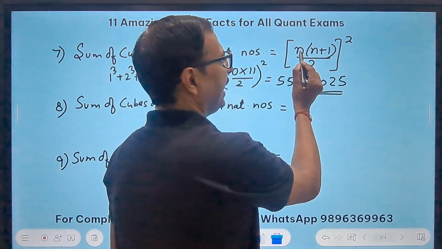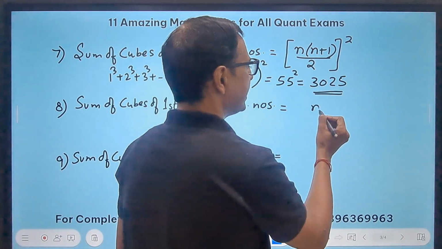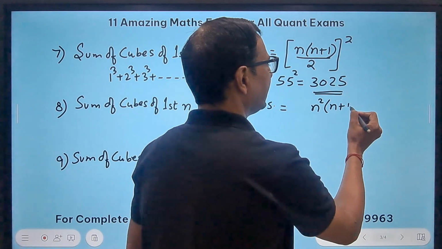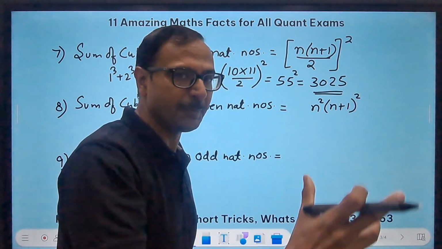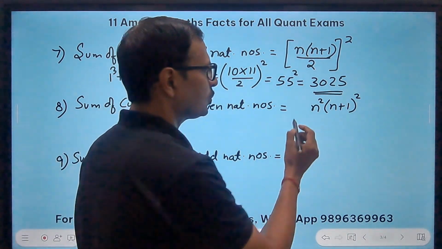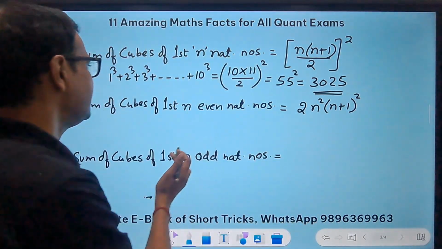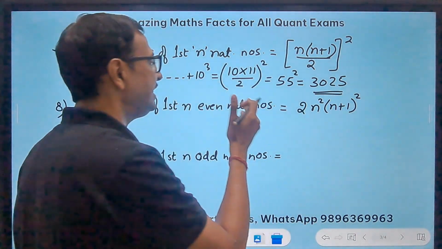Time consuming. Okay, n and n plus 1, just do the squares, n square and (n plus 1) whole square. Now I'm telling you how to remember the formula. Just do twice of this, and you will get the sum of cubes of the first n even natural numbers.